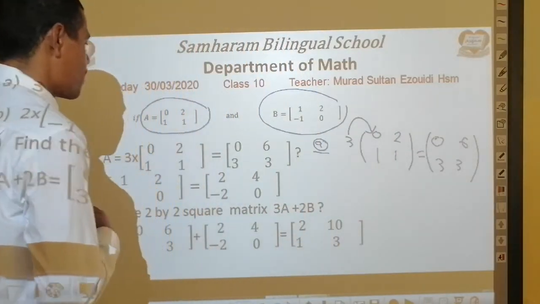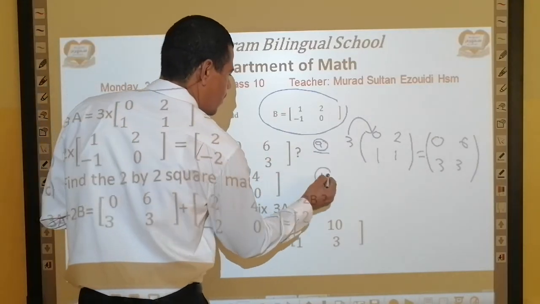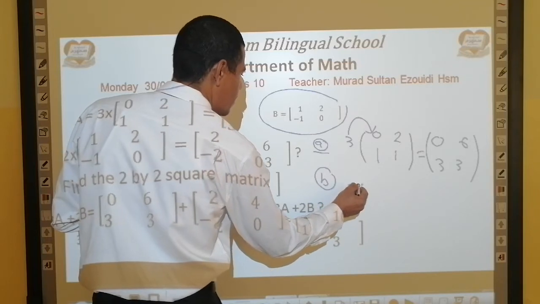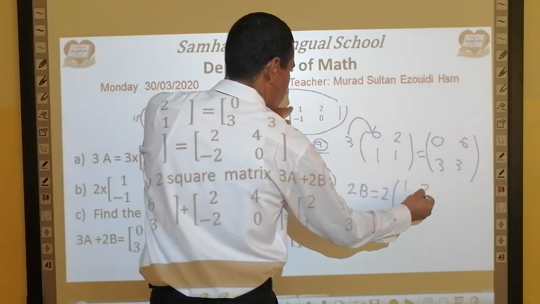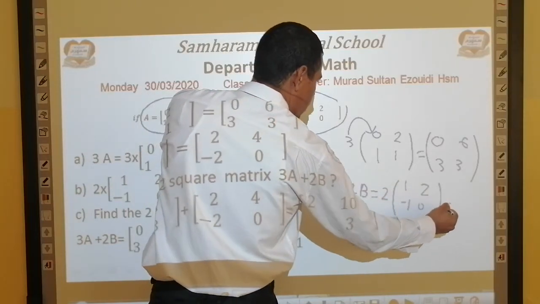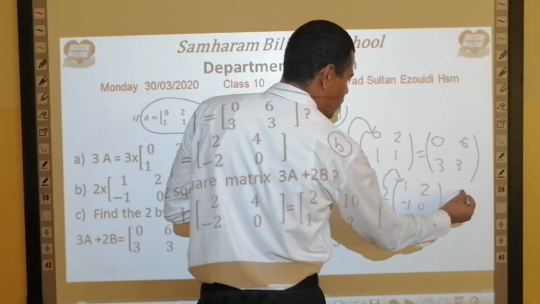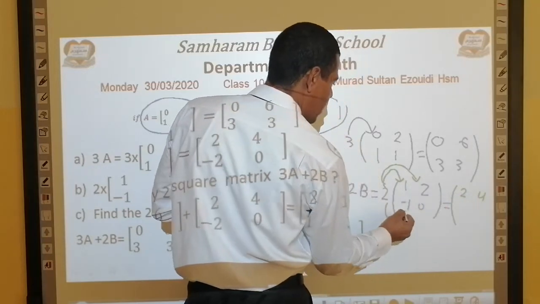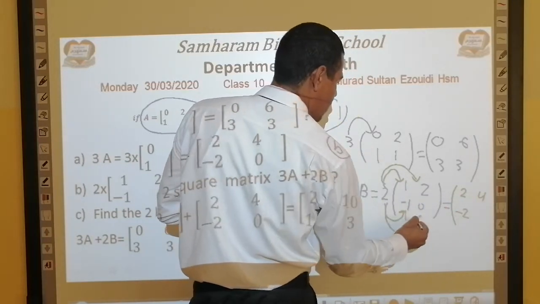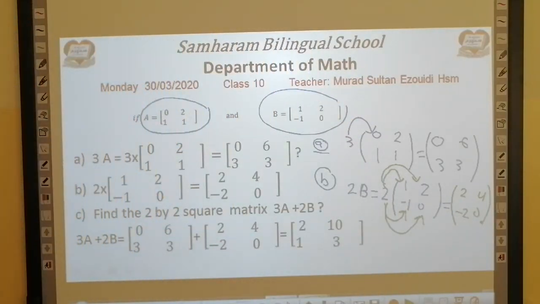Okay, the next one, small b, we have 2 multiplied by b, means 2. What is b? 1, 2, minus 1, 0. Okay, this one equal my kids. 2 multiplied by 1 is 2. 2 multiplied by 2 is 4. 2 multiplied by negative 1 is negative 2. 2 multiplied by 0 is 0. This is the answer if we multiply a scalar by a matrix.